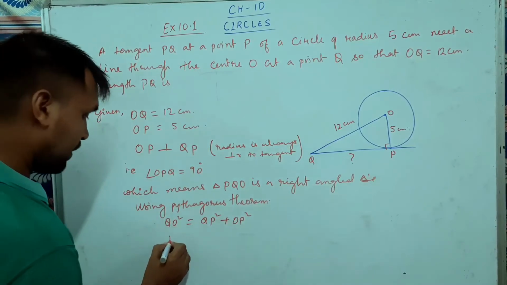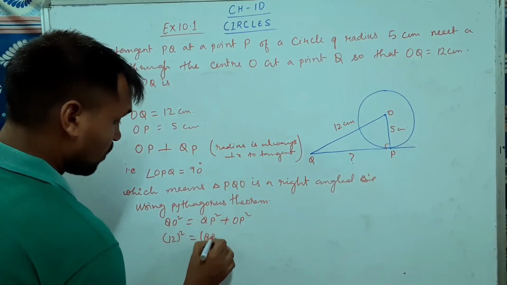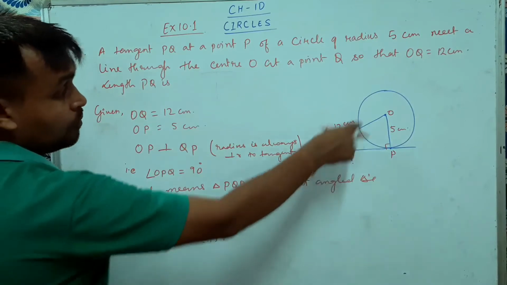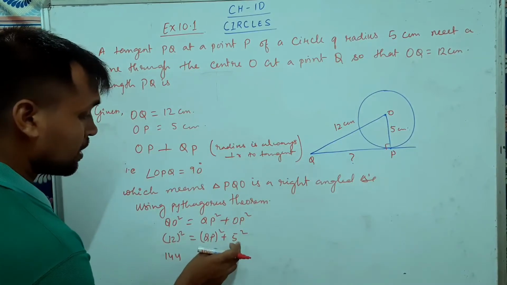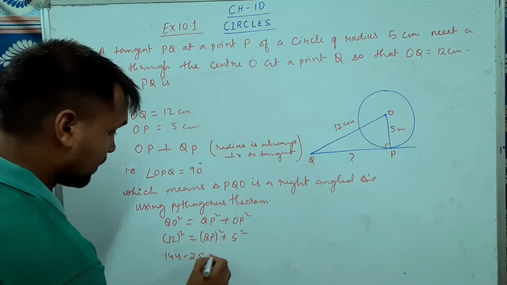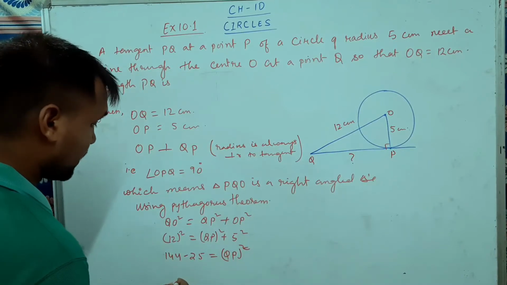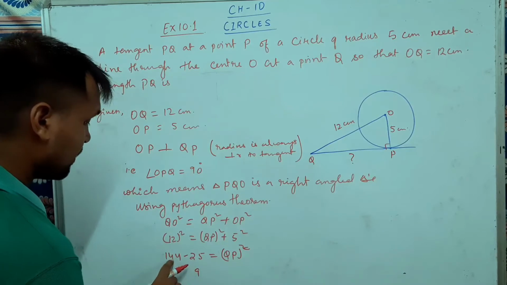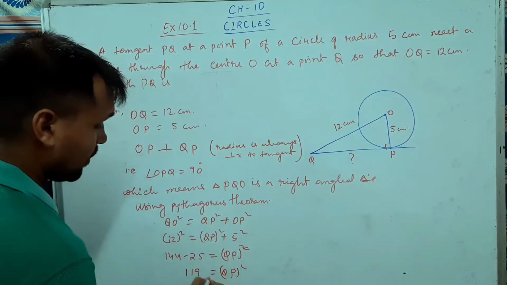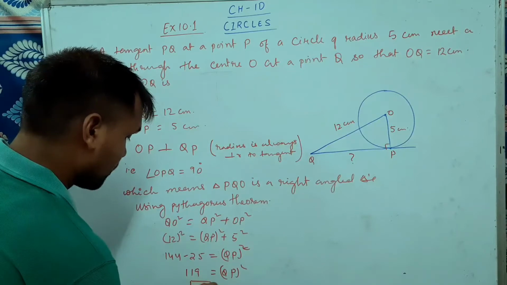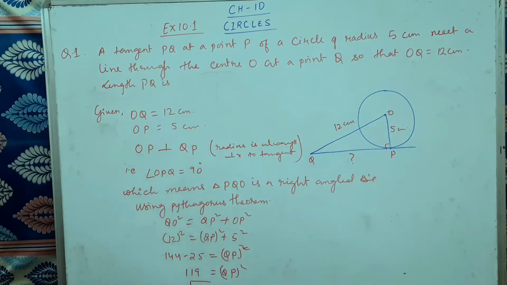So OQ, what is the value here? 12. So 12 centimeter. QP is how much? QP is not known. Then OP is how much? 5. So 5 centimeter, 5 square. Next, 12 square is what? 144. This is 5 square. If I bring this side, it will become minus 25 equals QP whole square. Now if you subtract it, you get 119. So QP square equals 119. So finally QP will be equal to root over 119.